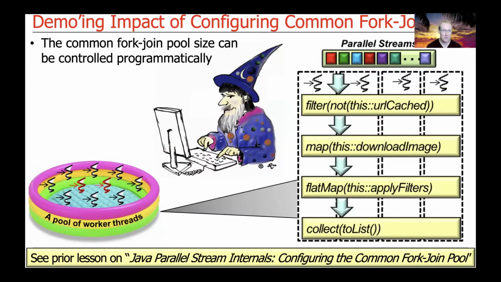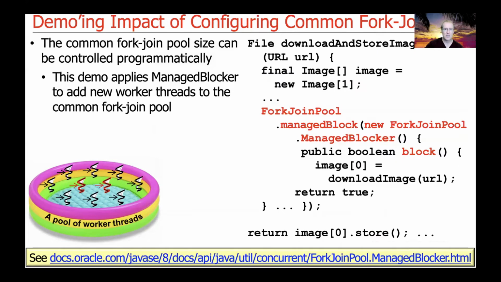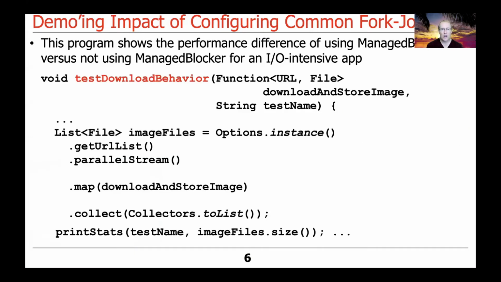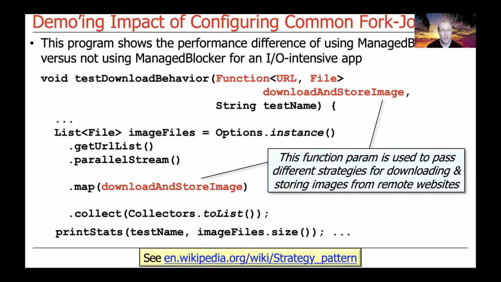So, as I mentioned before, you can control the size of the common fork join pool programmatically through several different means, as we just talked about. This particular demo is going to show how you can use the ManagedBlocker to add new worker threads to the common fork join pool. The way this is going to work is we're going to have a method here called test download behavior. And as you can see here, it's going to take a function, which is a functional interface that's defined in Java 8 and beyond. And we use this to pass different strategies for downloading and storing images from remote websites.